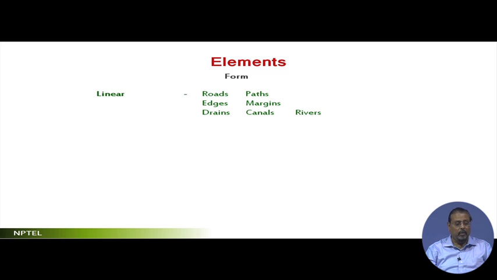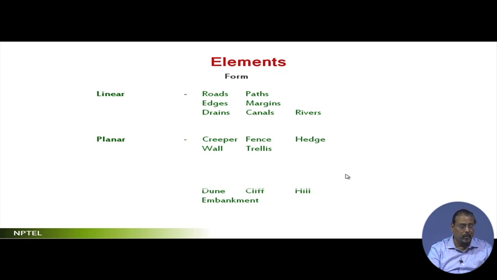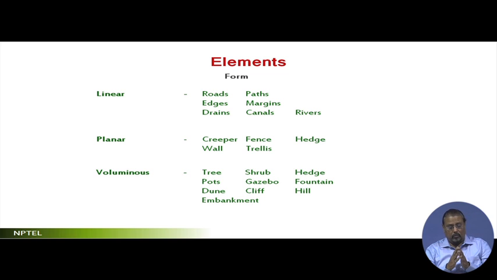The examples I have given. Then comes the question of form, elements in terms of form. There are different forms: linear, planar, and volumetric or voluminous. Now, I would say you use volumetric as a reference point. I have tried to select elements which are very common in our landscape.